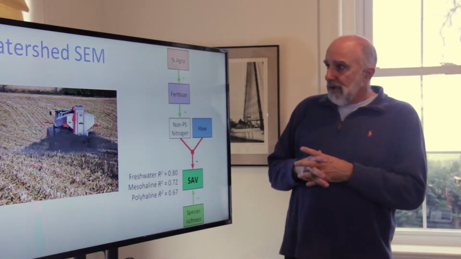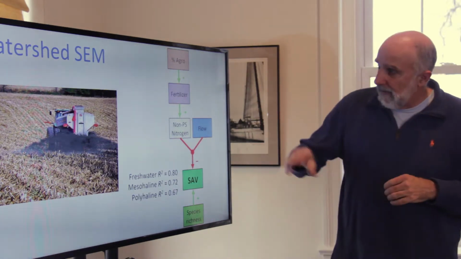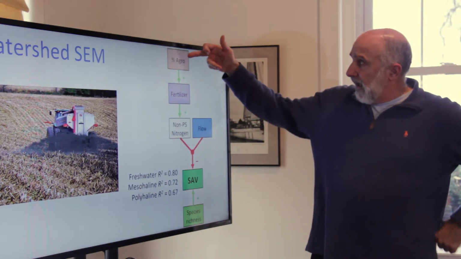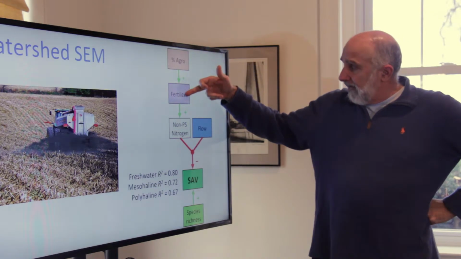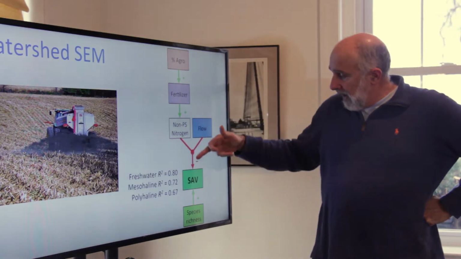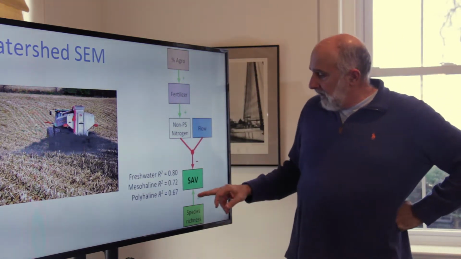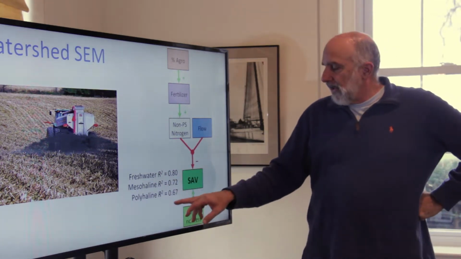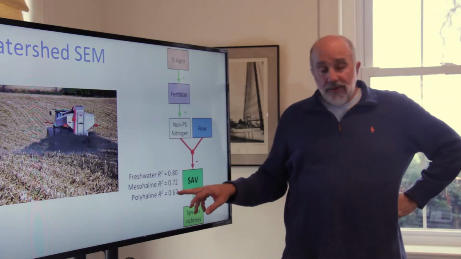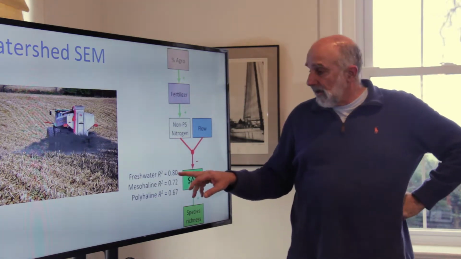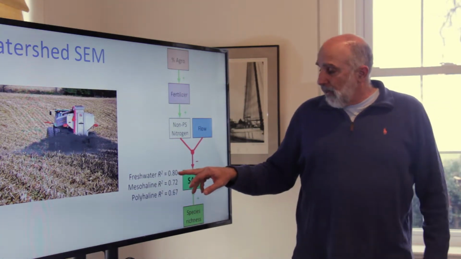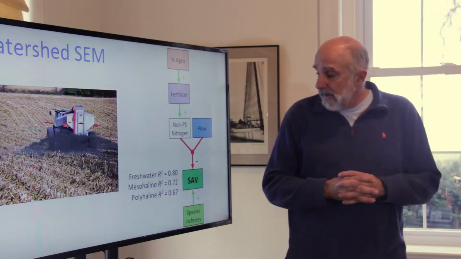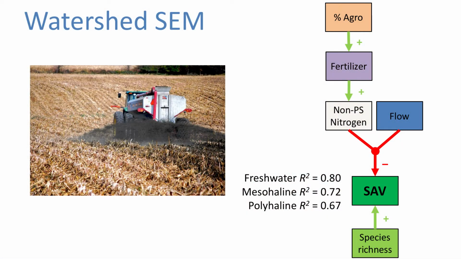And then with the watershed structural equation modeling, we were able to look at the agriculture to fertilizer to non-point source affecting SAV and the species richness positively. So these are all the things that then started to put together some very strong correlations. I mean, these are R-squared values of 0.8, 0.7, and almost 0.7 in the different regions. So those are very robust across the entire bay.